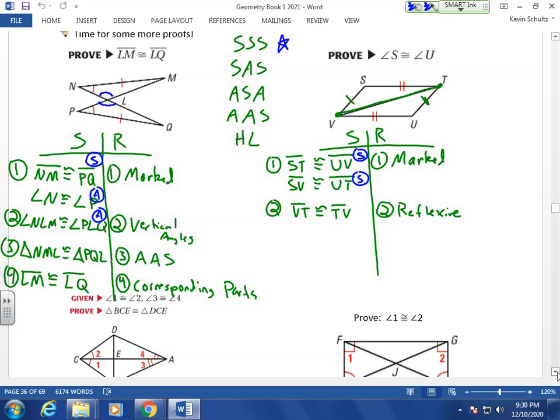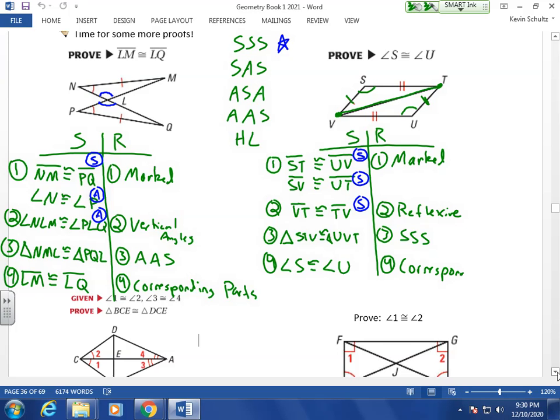But I've got my third side. Okay, so I can say the triangles are congruent. I've got triangle STV is congruent to triangle UVT because of side, side, side. And now that I know the triangles are congruent, now I can go ahead and say, okay, I know that angle S is congruent to angle U because of corresponding parts. Okay?